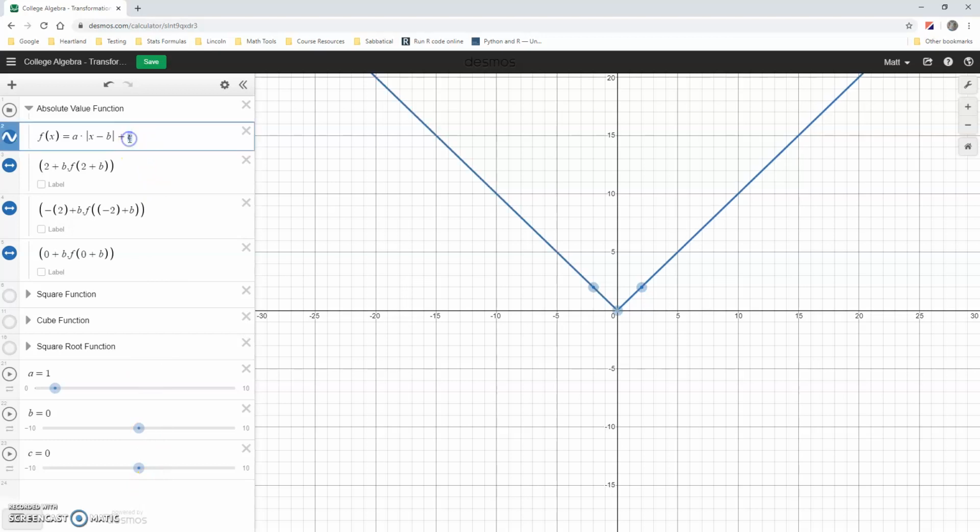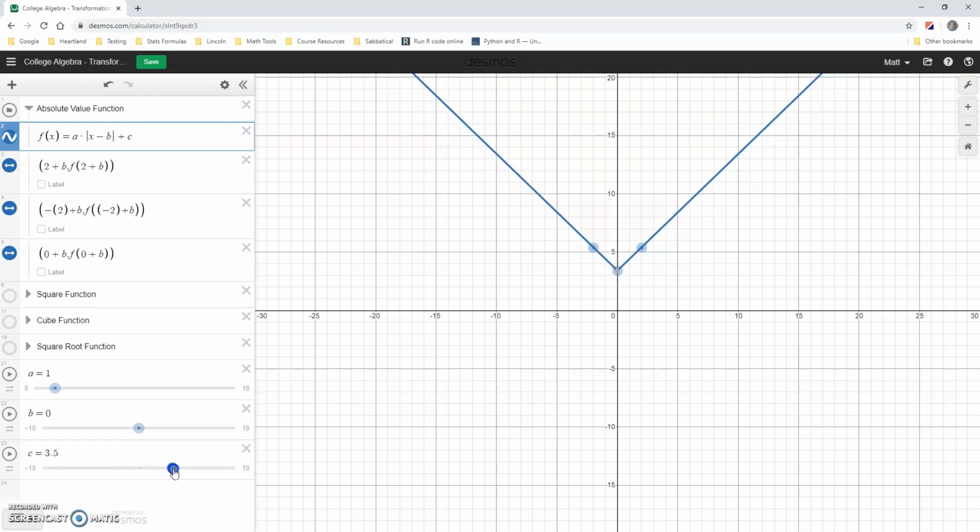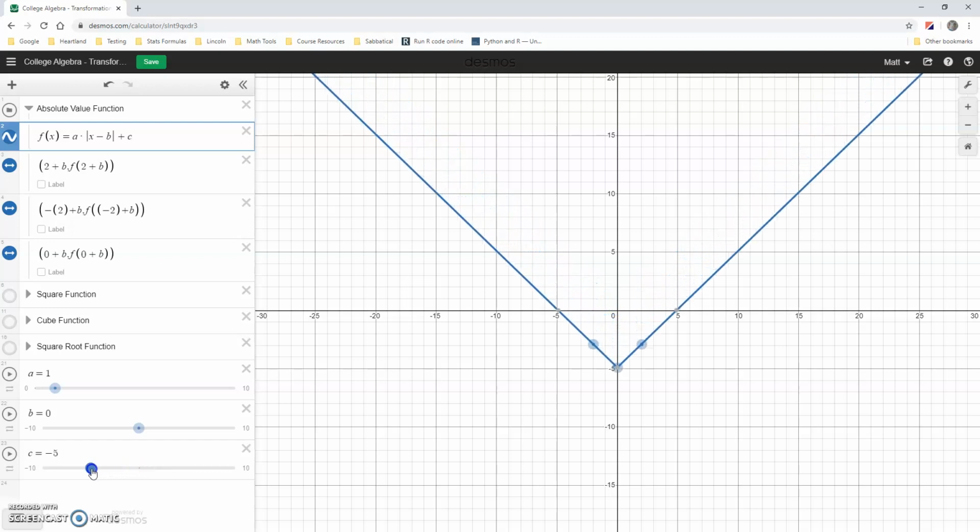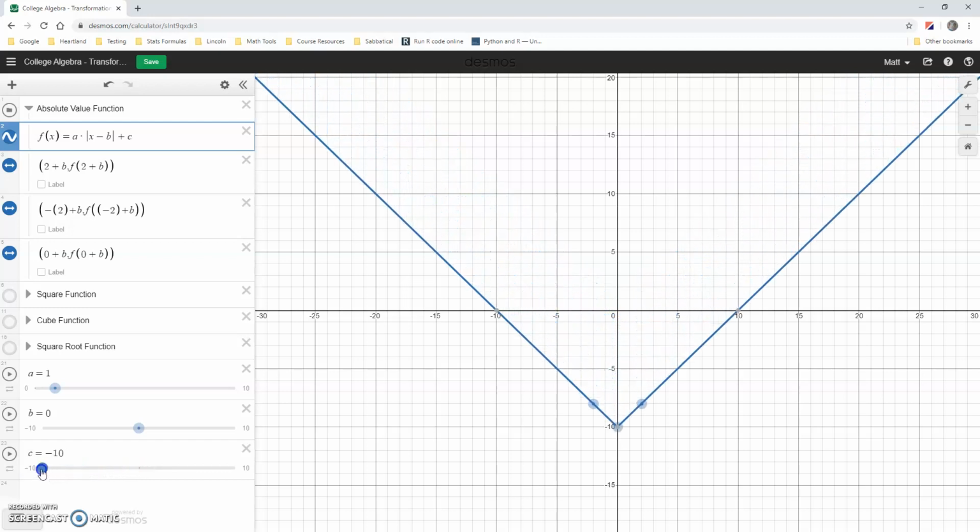If we look at this value c that we're adding to the function outside the absolute value bars, we can see that as that value starts to increase, starts to become positive, the entire graph slides up or translates up. As that value starts to become negative, the entire graph starts to translate down.